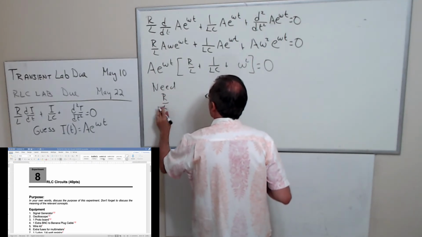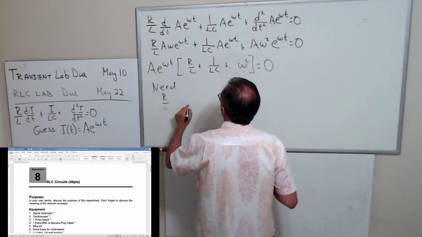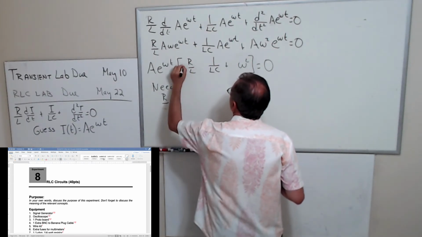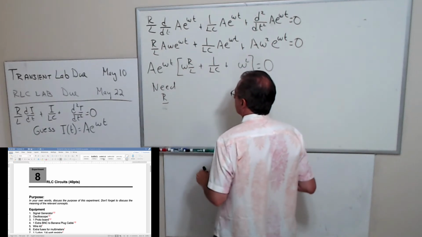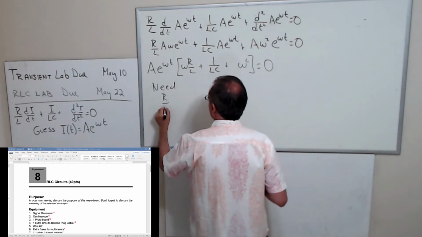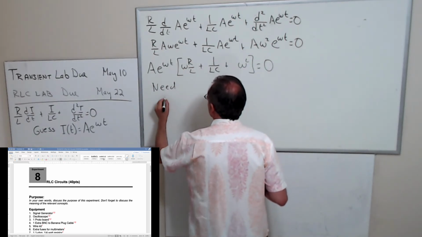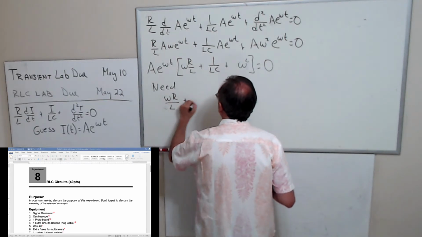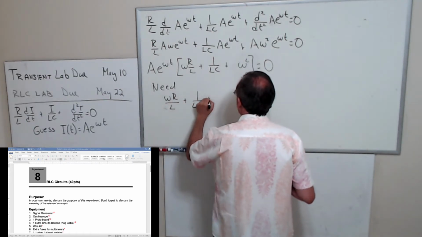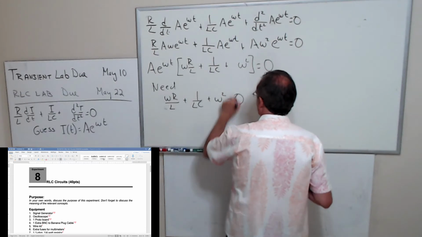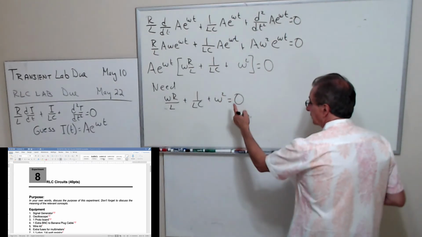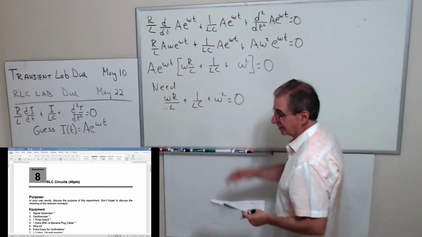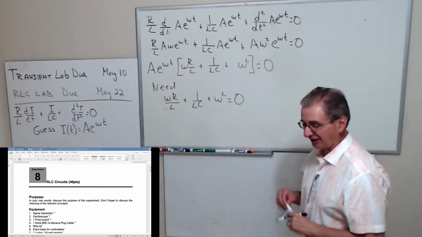Oh, you're missing an omega. In the very left. The R over L. You're right. I'm missing an omega. Thank you. Oops, I'll do it that way. Okay, so what I need then is this to be true. So I need this to be true for any time. So that's going to establish what omega is. Okay.